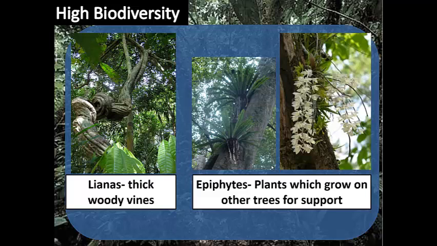Other types of plants that you can find are lianas, which are thick woody vines, and epiphytes, which are plants which grow on other trees for support. You may notice the bird's nest fern, which is a kind of epiphyte growing on trees, and this is very common in Singapore. A rarer sight would be that of wild orchids, which are also epiphytes and grow on trees in the wild. Of course, many of us plant orchids now in pots, but the natural conditions that they are living in are actually on trees itself.